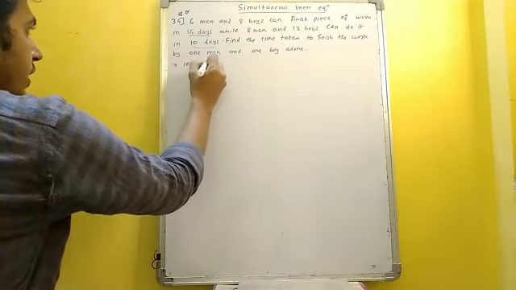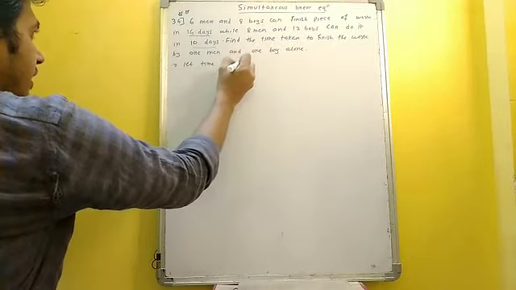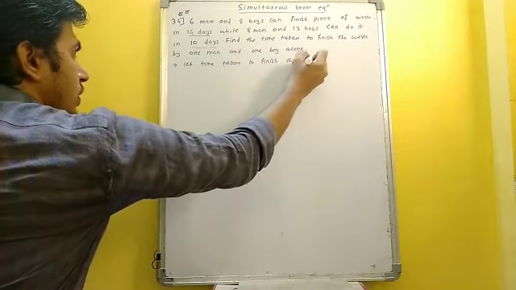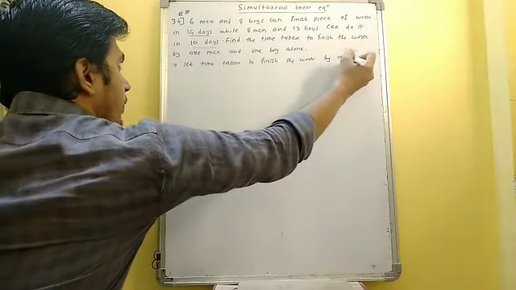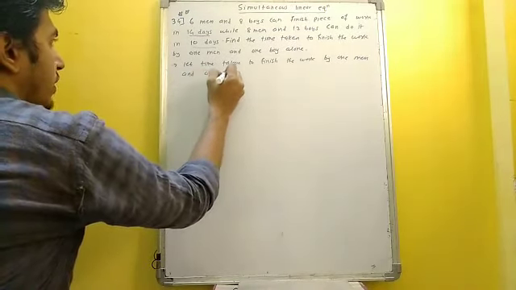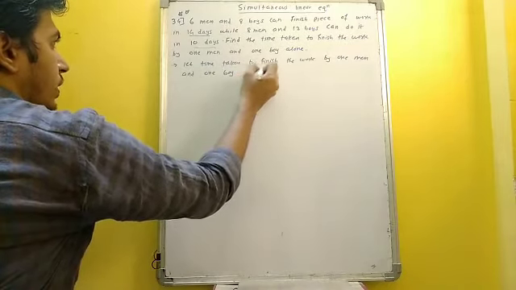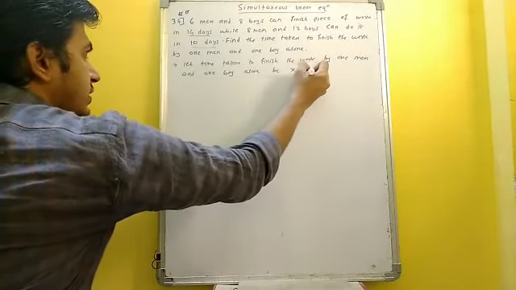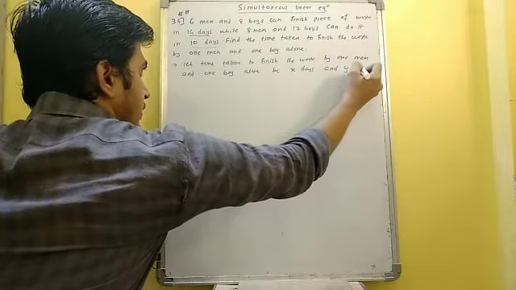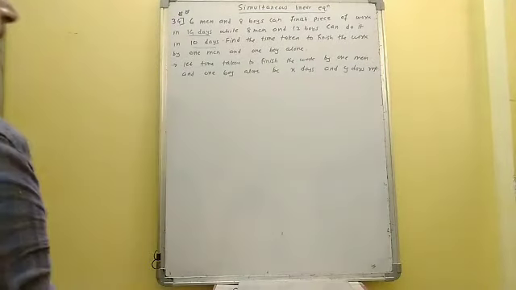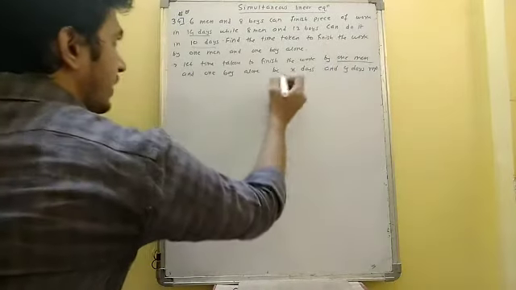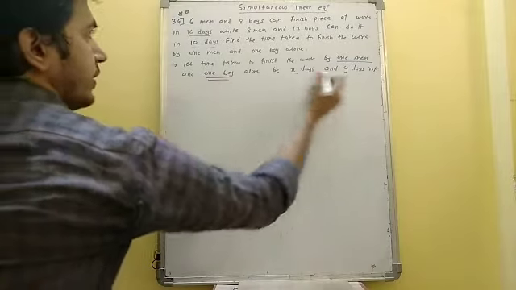Let time taken to finish the work by 1 man and 1 boy alone be x days and y days respectively. Okay. Time taken to finish the work by one man is x and one boy is y.